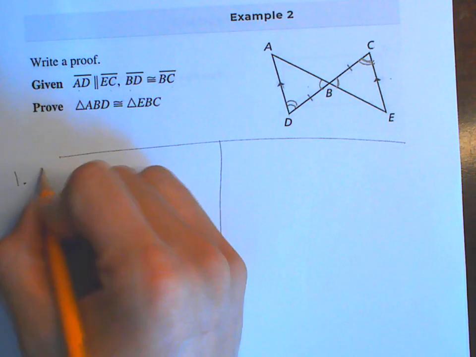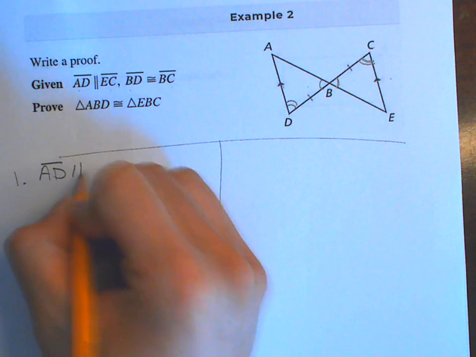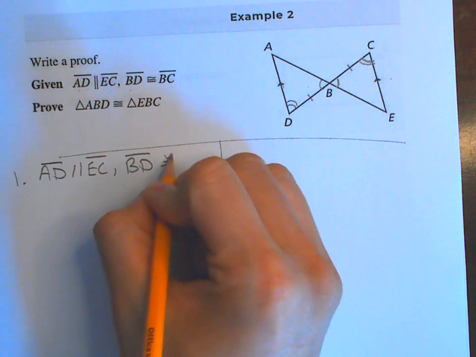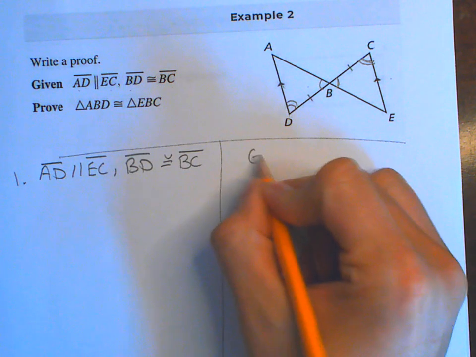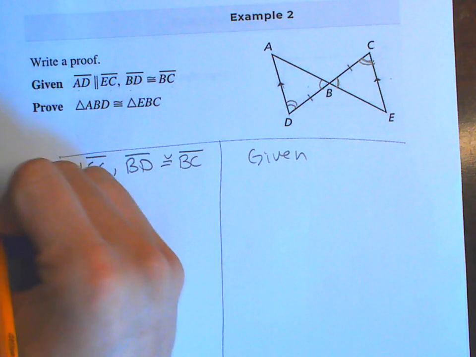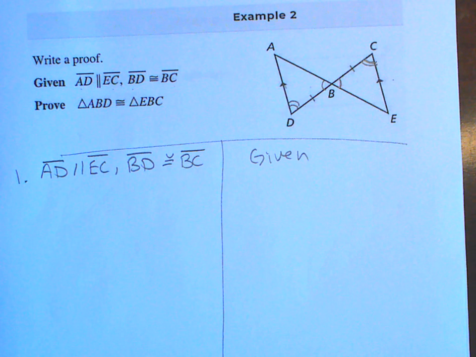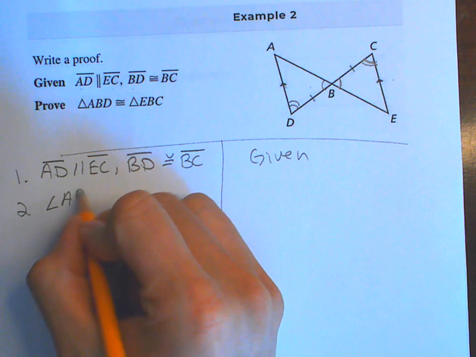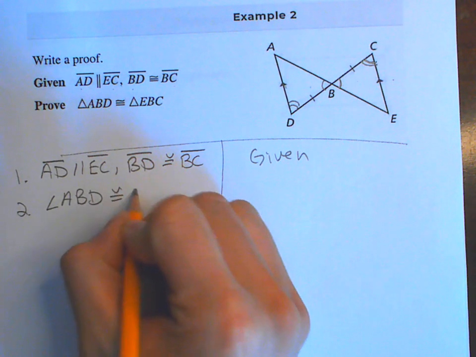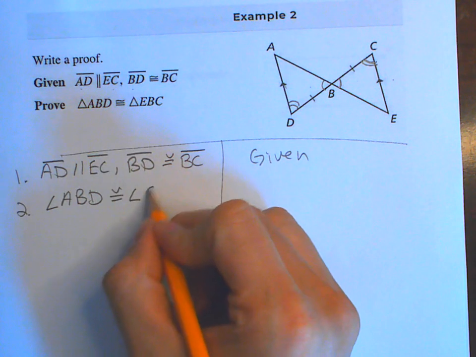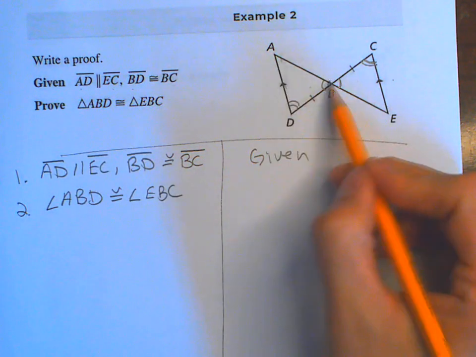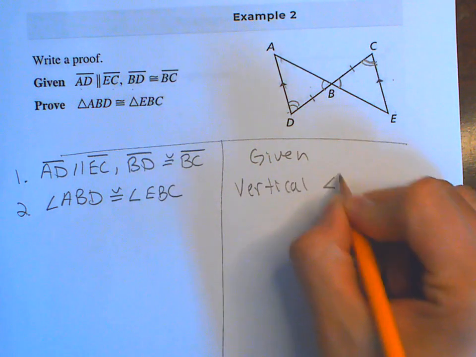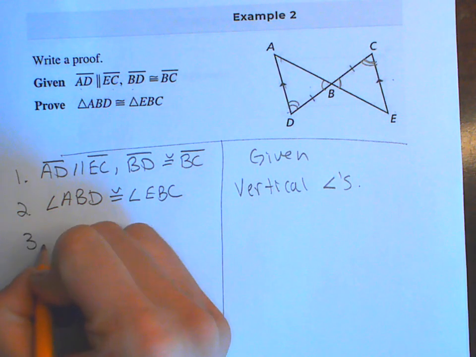Step 1. AD parallel to EC, and BD congruent to BC. That is given, and that's going to count as one of my sides. Now, what I deduced was the vertical angle. So I have angle ABD congruent to angle EBC. ABD, EBC. Why? Because they are vertical angles. That's my other angle.